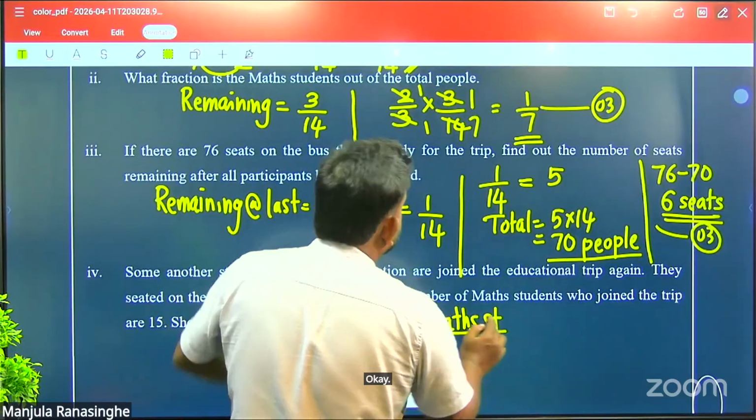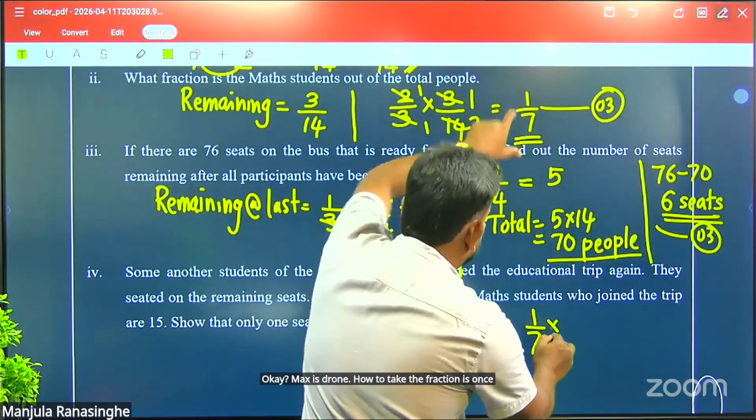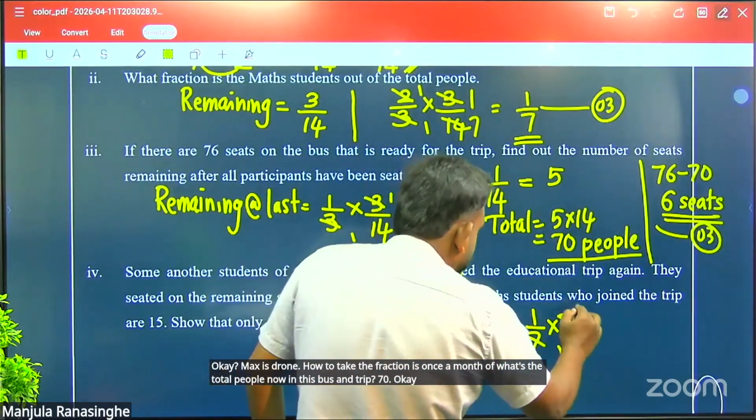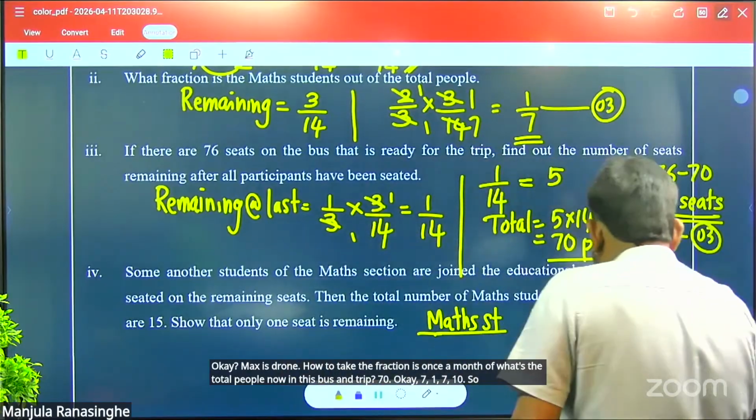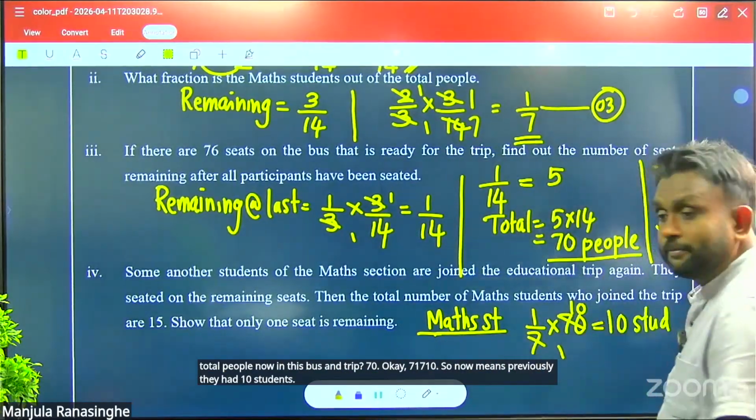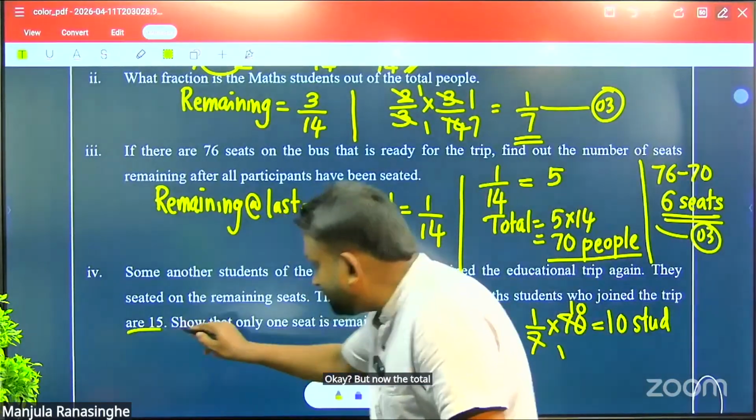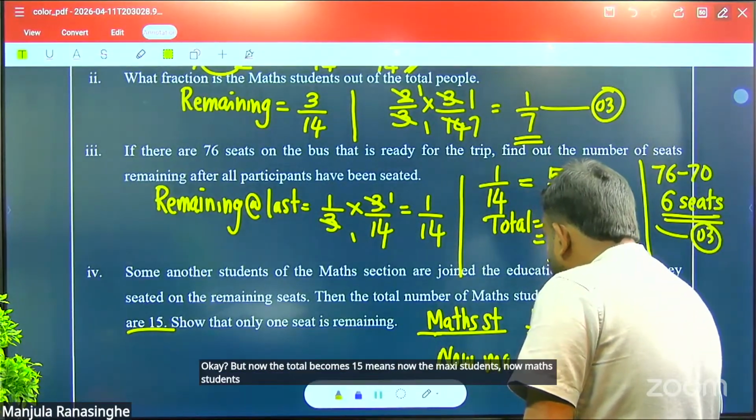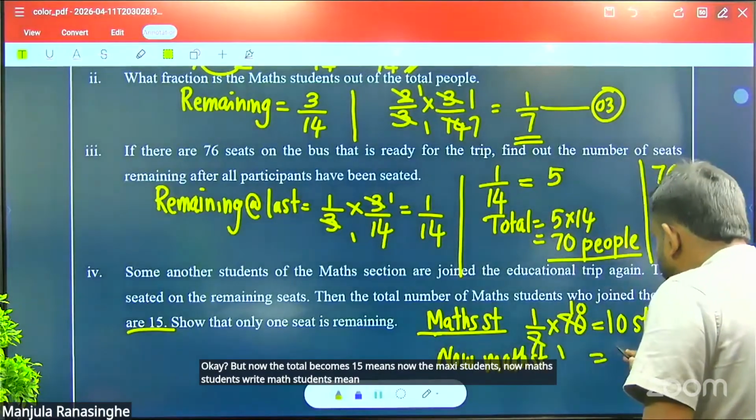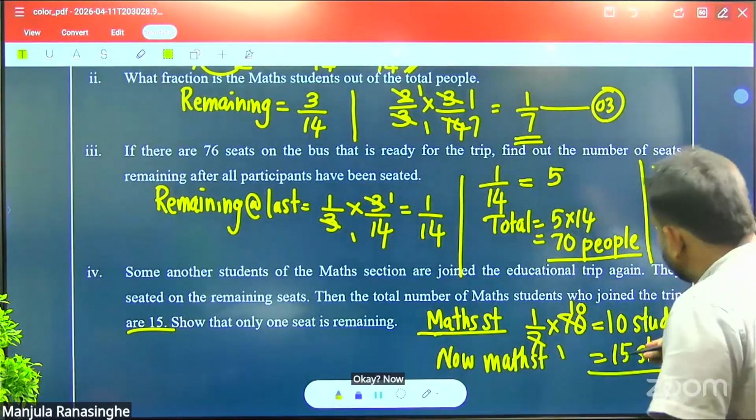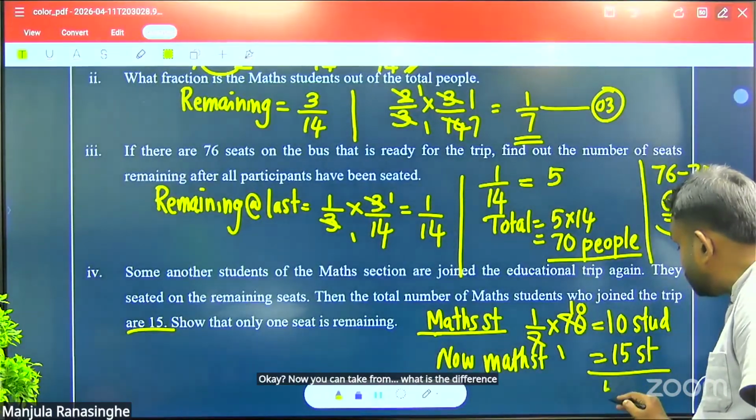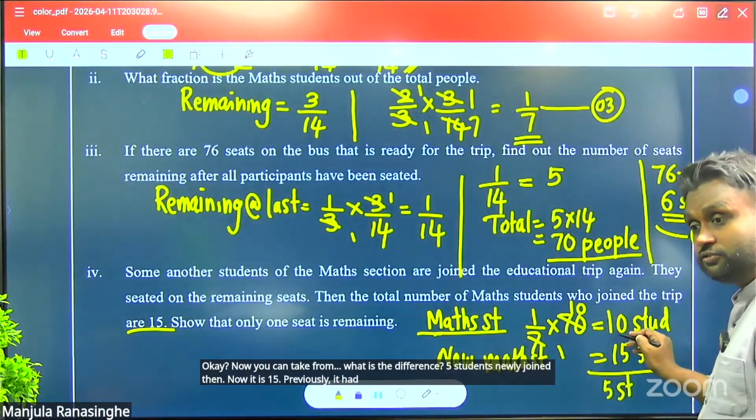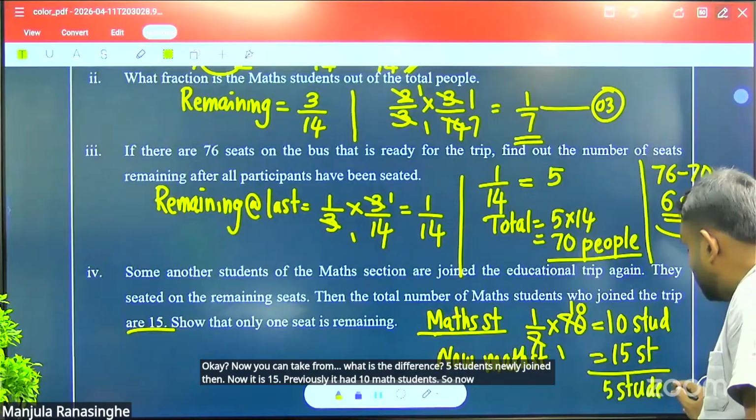Math students, how to take? The fraction is 1/7 of the total people on this bus trip, 70. So 1/7 of 70 is 10. So previously they had 10 students. But now the total becomes 15, which means now the math students are 15. Now, what is the difference? 5 students newly joined. Now it is 15. Previously it had 10 math students. So now 5 students newly joined.